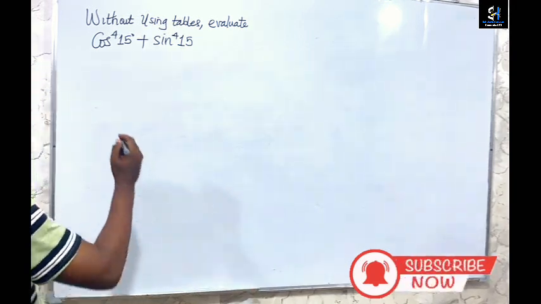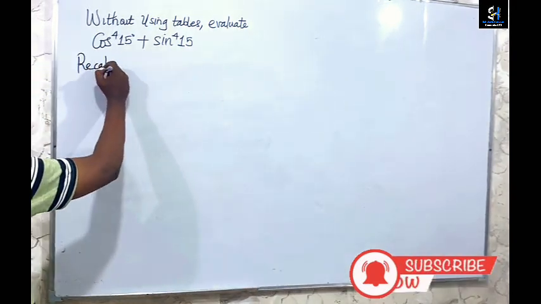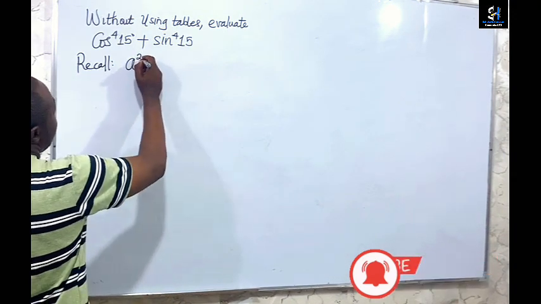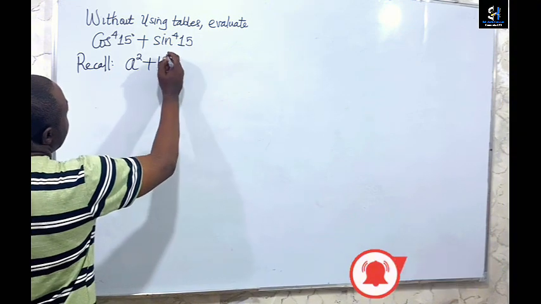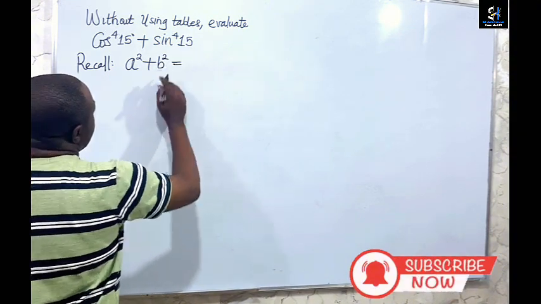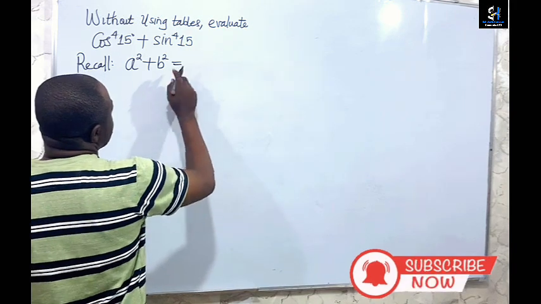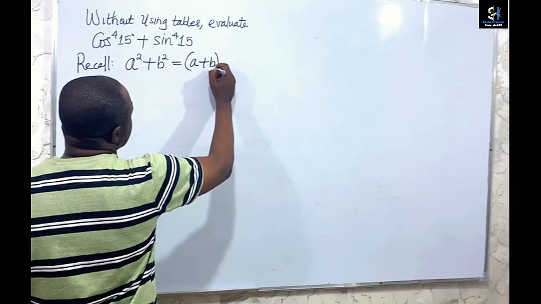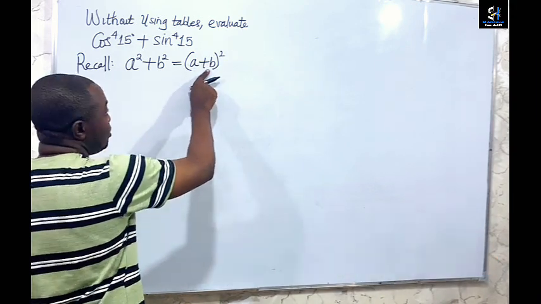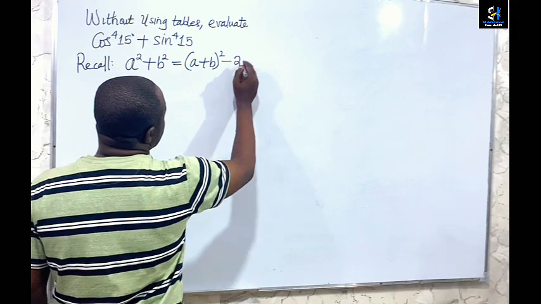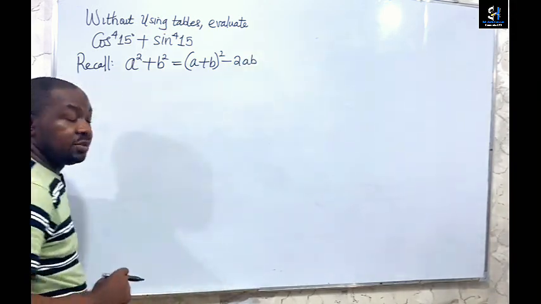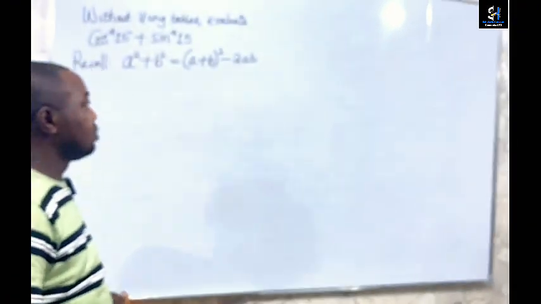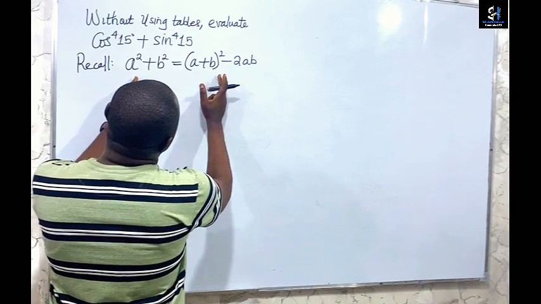Let's recall the identity that if we have a raised to the power of 2 plus b raised to the power of 2, the expanded form of this on the right hand side will be the square of the sum of a and b minus 2 multiplied by ab, that's the product of a and b. So I'm going to apply that in this case.